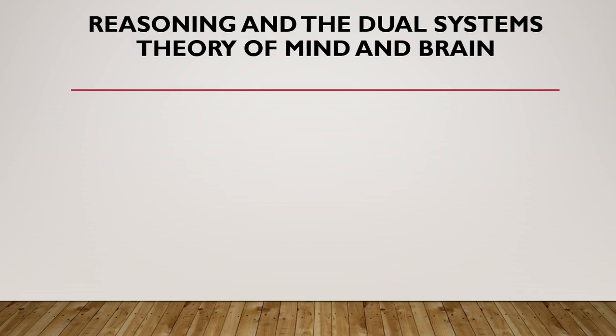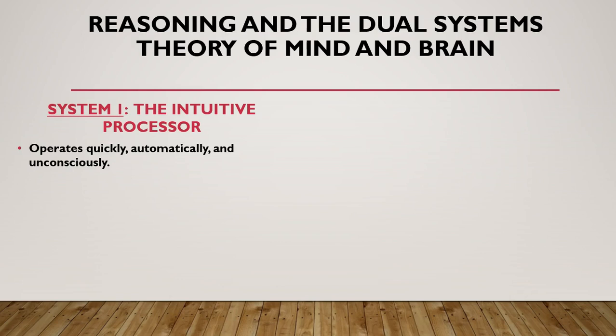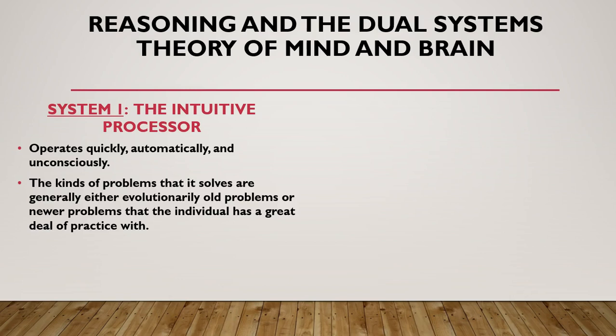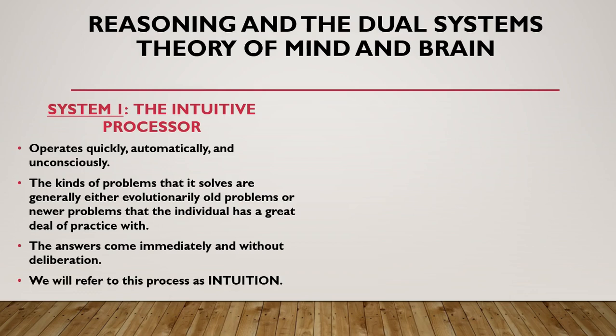I wanted to briefly mention reasoning and the dual systems theory of mind and brain. Right? So some psychiatrists, psychologists, neuroscientists divide reasoning and theories of mind and brain into two separate processors, right? So there's the intuitive processor, system one, that operates quickly, automatically, unconsciously. The kinds of problems that it solves are generally either evolutionarily old problems or newer problems that the individual has a great deal of practice with. The answers come immediately and without deliberation, right? Just bam. So we're going to refer to that process as intuition.